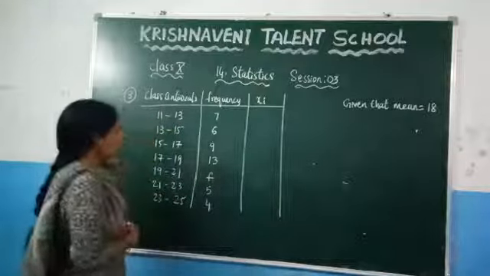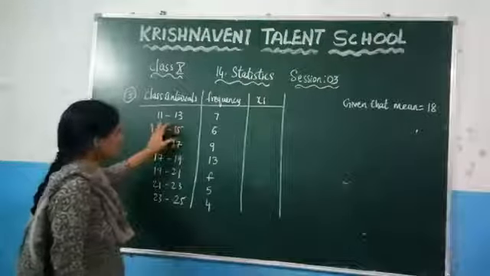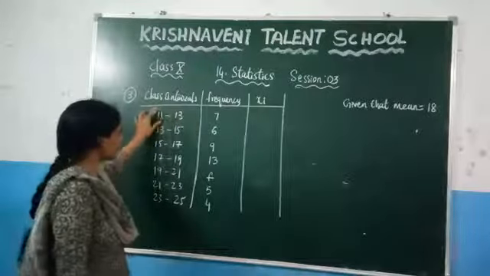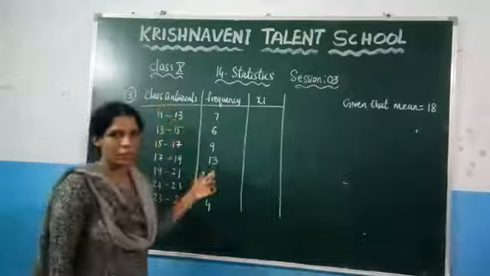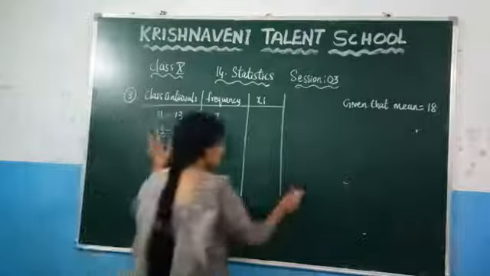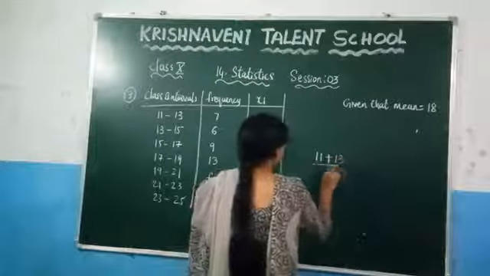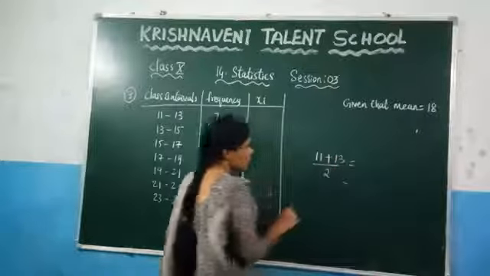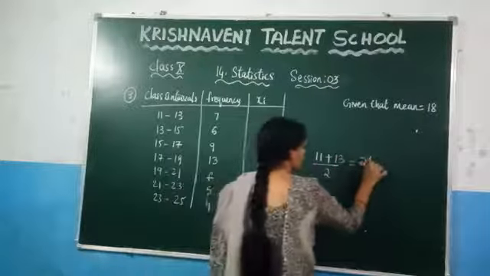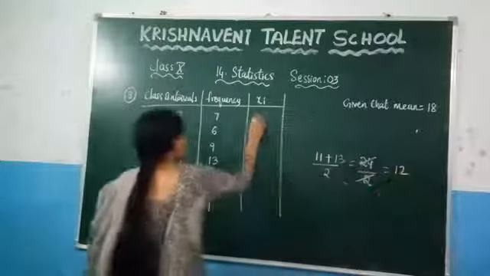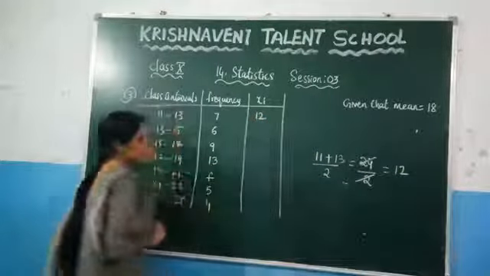Now here, what is xi? Xi is nothing but the class mark. You have to take the upper limit plus the lower limit by 2. Now here, what is the lower limit? 11, and what is the upper limit? 13, by 2. What is the value of 11 plus 13? Which is nothing but 24 by 2. You will get 12. So in this, the class mark is 12.